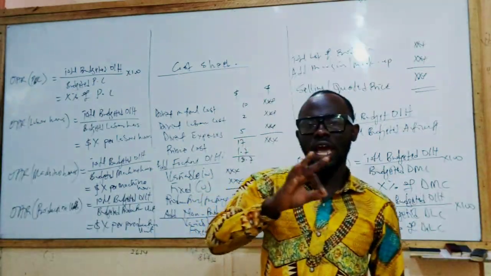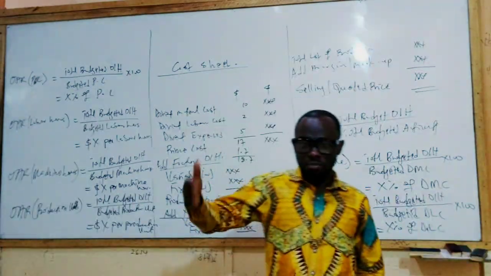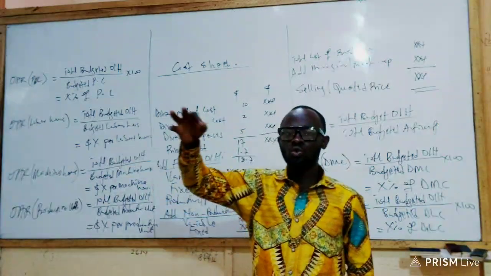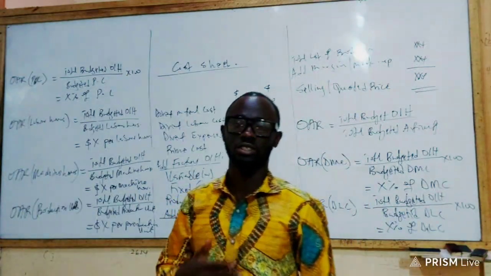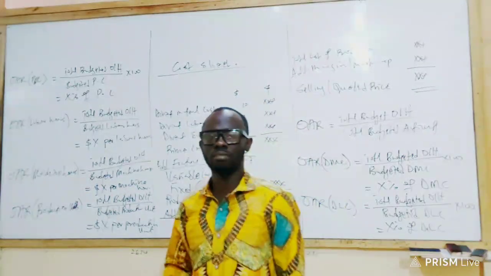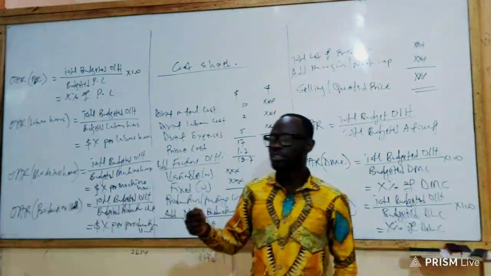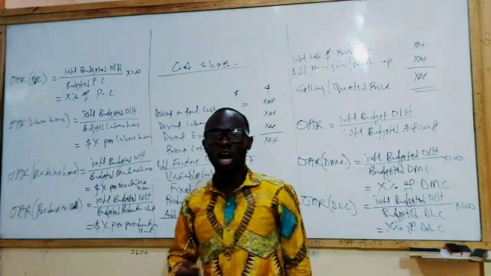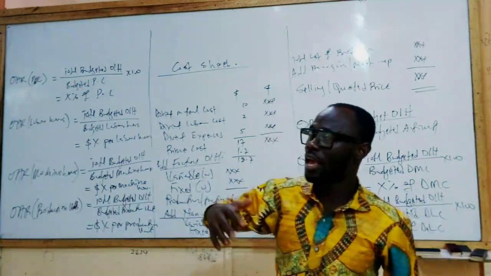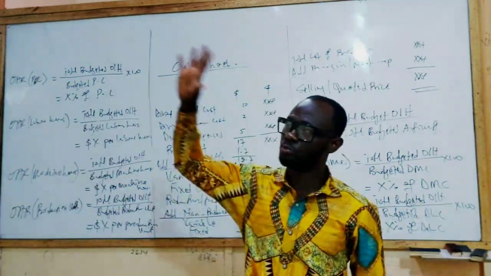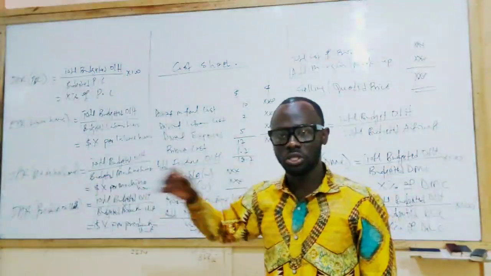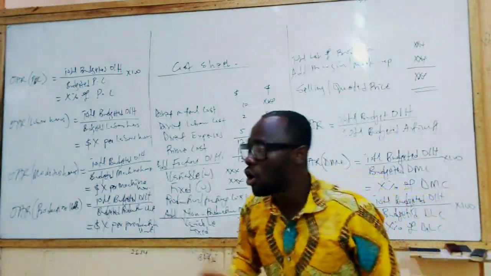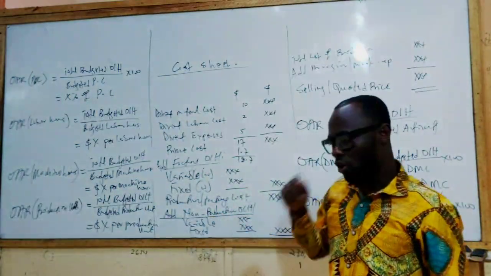Now the way the management accountant prepares the profit statement will be based on the method the management accountant is using. So what does that mean? The management accountant can decide to use either the absorption costing method to prepare the profit statement, or the activity-based costing method.